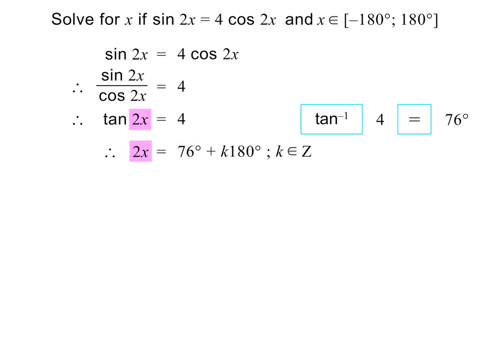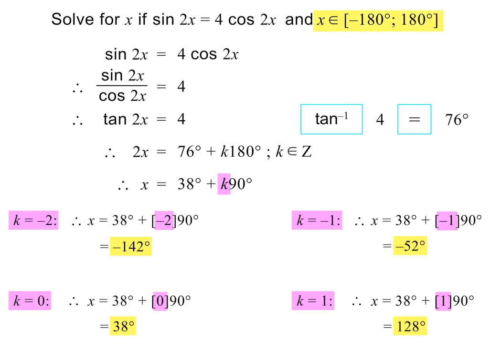But please be careful. The angle we are given is 2x, not x. This is important. After simplifying, we get that x is equal to 38 degrees plus k 90 degrees. We then use this general solution to find all the valid solutions that lie in the interval minus 180 to plus 180 degrees.